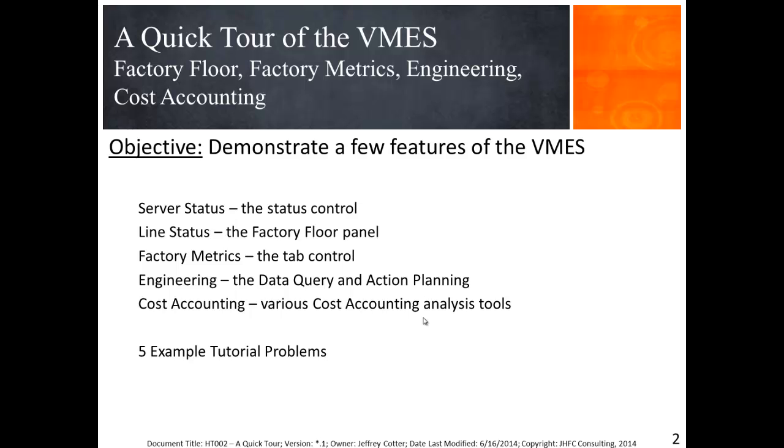This lesson is divided into 5 parts. First, we'll look at the server status and then the line status. Then we'll look at the factory metrics. Then I'll show you how to do engineering work in the VMES, and I'll show you how to use the cost accounting analysis tools. We'll do this lesson by completing 5 example tutorial problems.